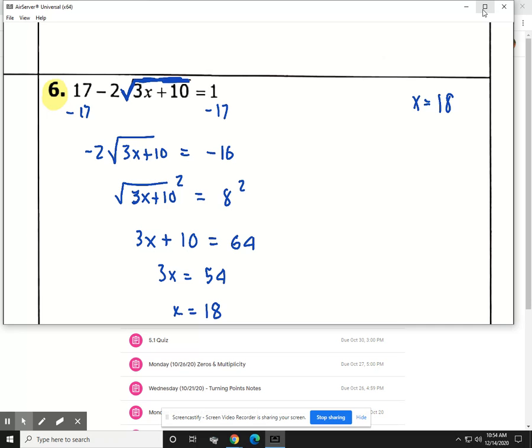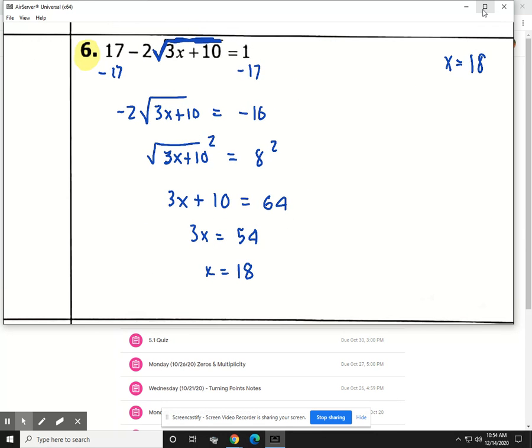I go like this. 3 times 18 is 54. 54 plus 10 is 64. The square root of 64 is 8. 8 times 2 is 16. 17 minus 16 is 1. Does 1 equal 1? Absolutely. Not extraneous. Again, type it in your calculator. You'll do the same thing that we just did with our head.